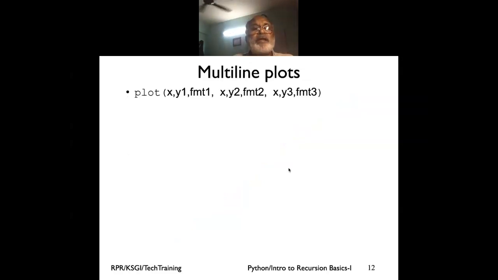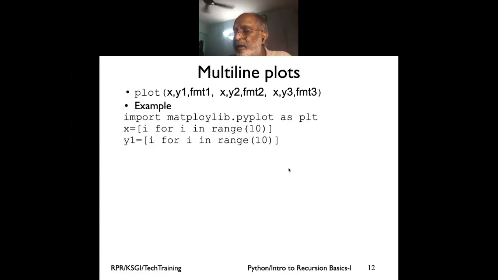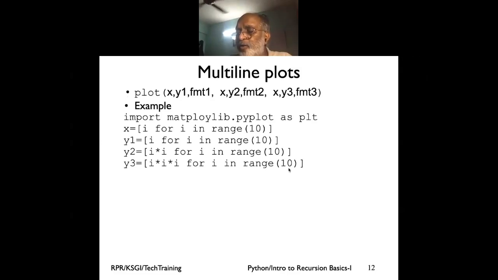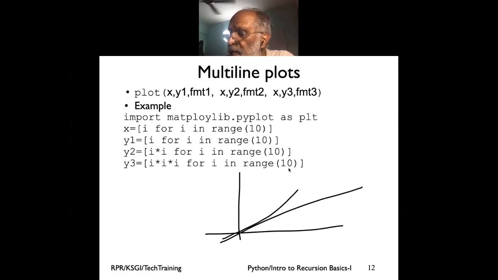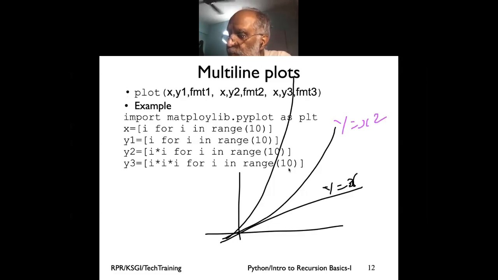If you want to plot multi-line graphs, in a single graph, I want to put multiple lines. Let's say, I'll give the example there. I want to plot x square and x cube. That means, if I look at my graph, a straight line would be like this, x square would be like this, x cube would be something like this. This is y is equal to x, this is y is equal to x square, this is y is equal to x cube. This is what you are looking at, and we can plot this graph.